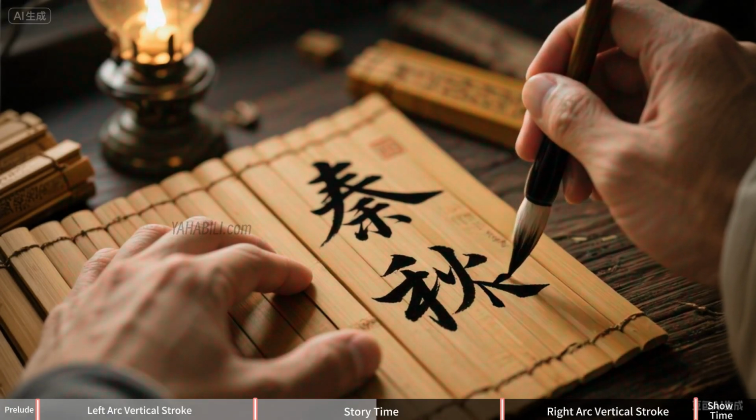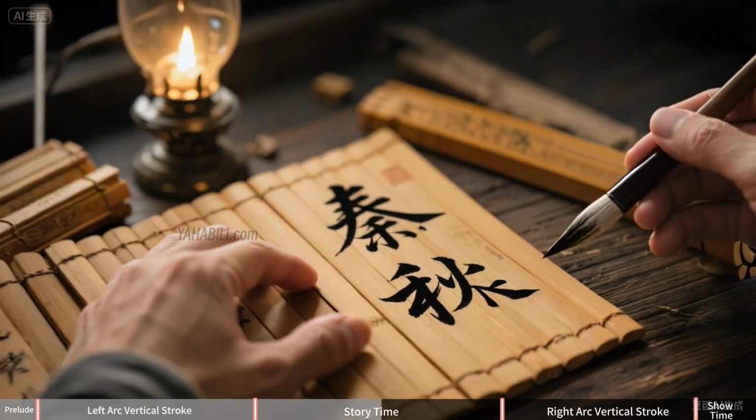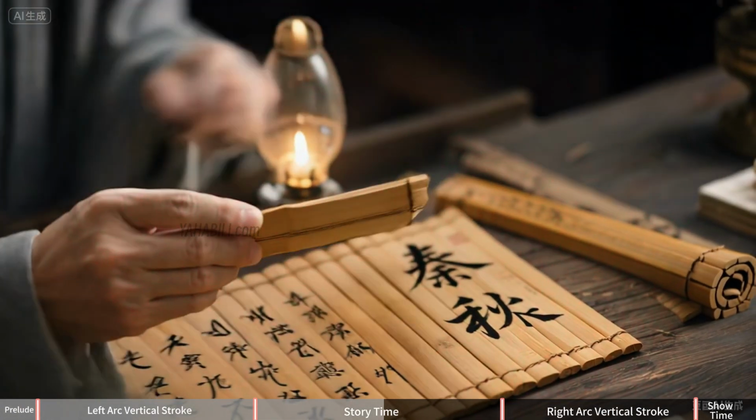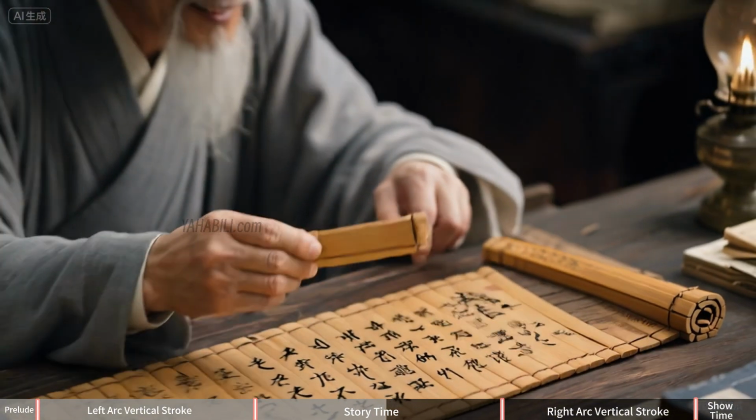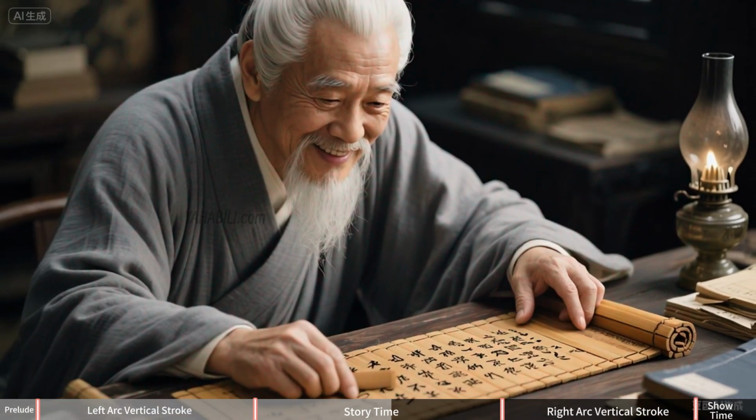Qin has Chuan on top, Q below, symbolizing eternal reign. Fewer strokes, but powerful. Will the six states' people recognize it? To make the world recognize it, carve it on the hardest material.